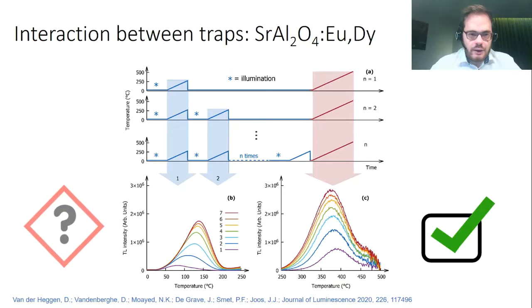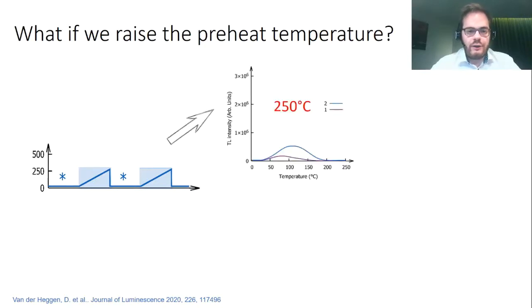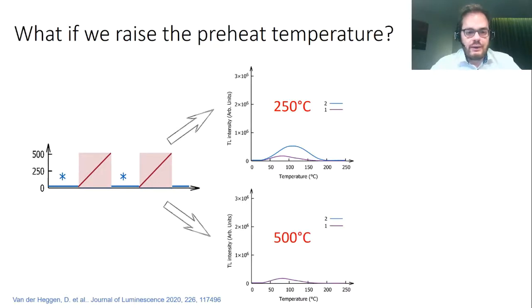So the next question we asked ourselves is, what if we raise the preheat temperature? Because now we illuminated and preheated up till 250 degrees and we saw this increase in intensity. But if we raise the temperature to 500 degrees instead of 250 degrees, then the intensity of the thermoluminescence curve remains the same. There is no buildup of charges. So it appears indeed that the strange behavior of the low temperature thermoluminescence peak is somehow related to the trap occupation of the deeper traps.